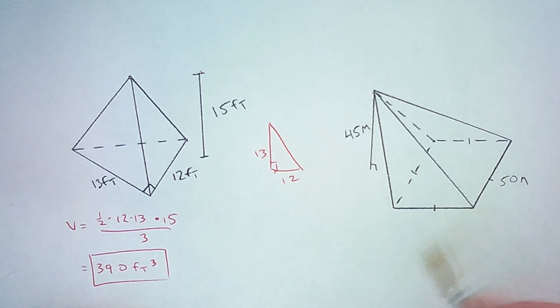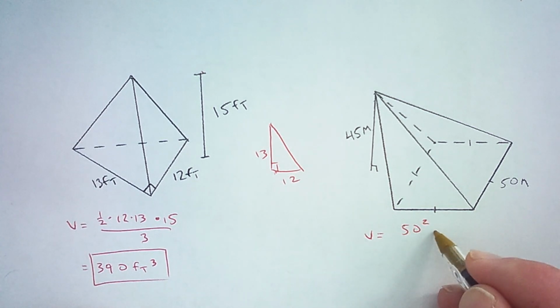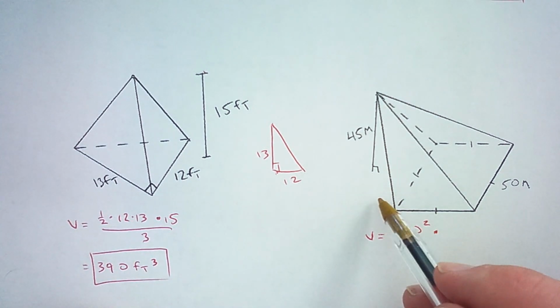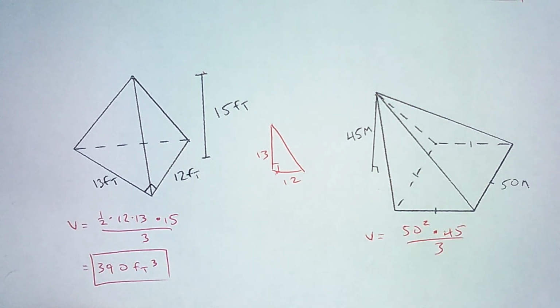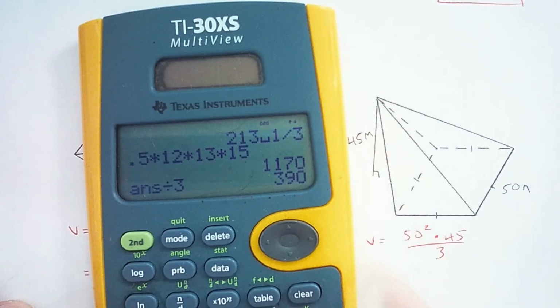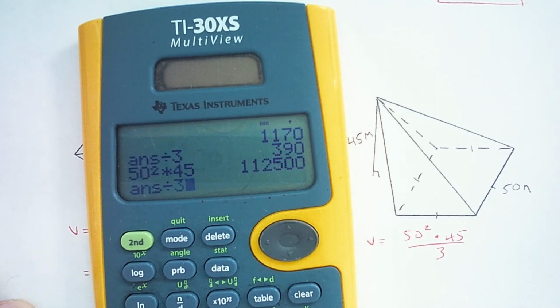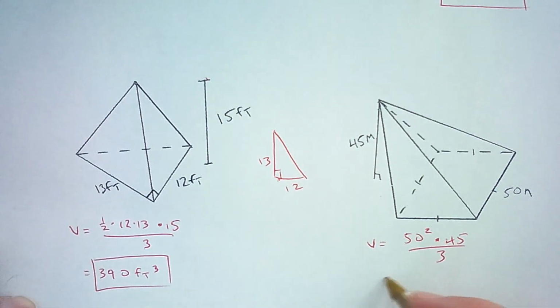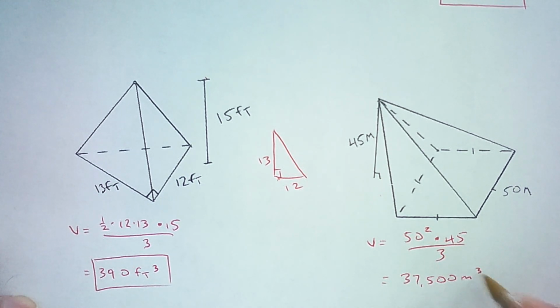Okay, next we have another square base. So the area of the base is 50 squared. The height from the base to the vertex is 45. Area of base times height divided by 3, 50 squared times 45, divided by 3 is 37,500. So the volume is 37,500 meters cubed.